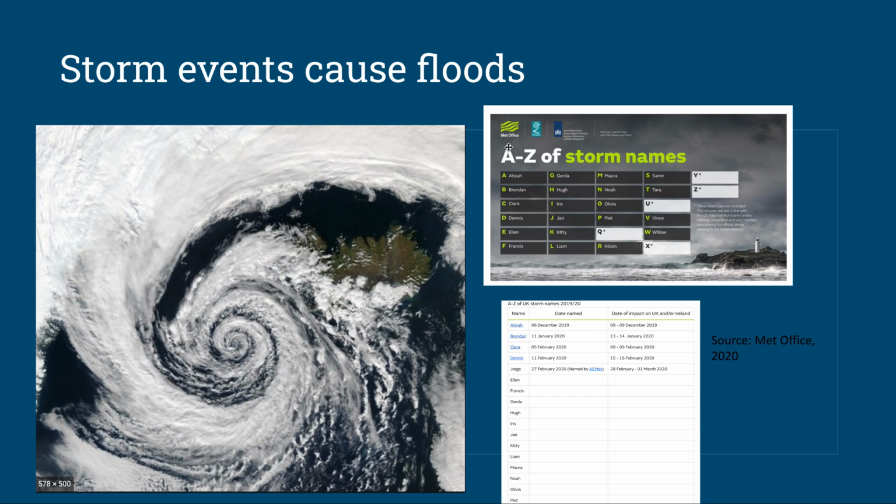If a hurricane comes and causes a lesser storm event in the United Kingdom, then the name of the hurricane is used in place of the name of a storm. So these are smaller magnitude events, although very impactful in the United Kingdom. You can have a look at the Met Office if you want to see more about these storms.